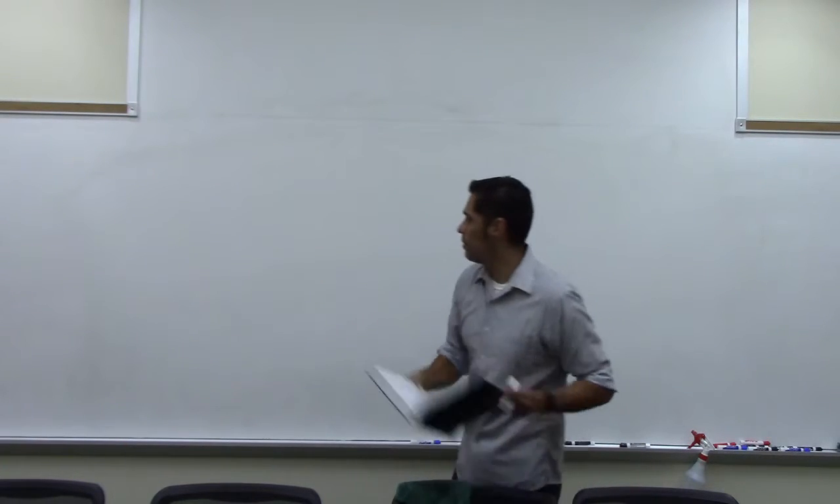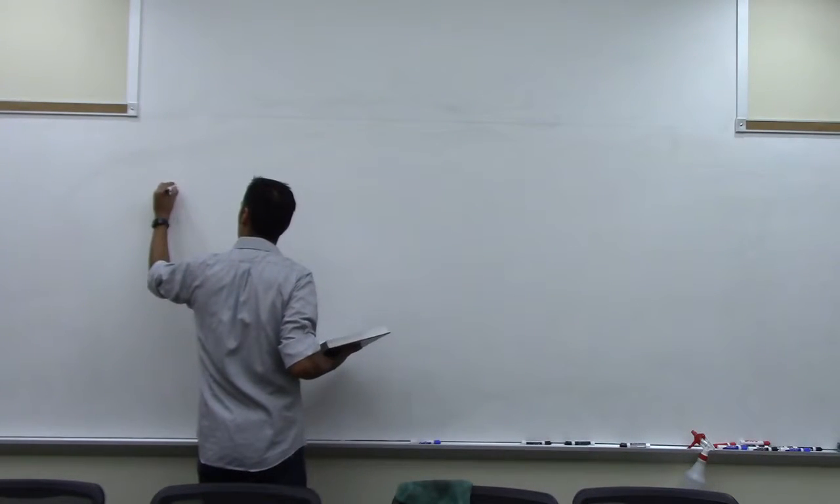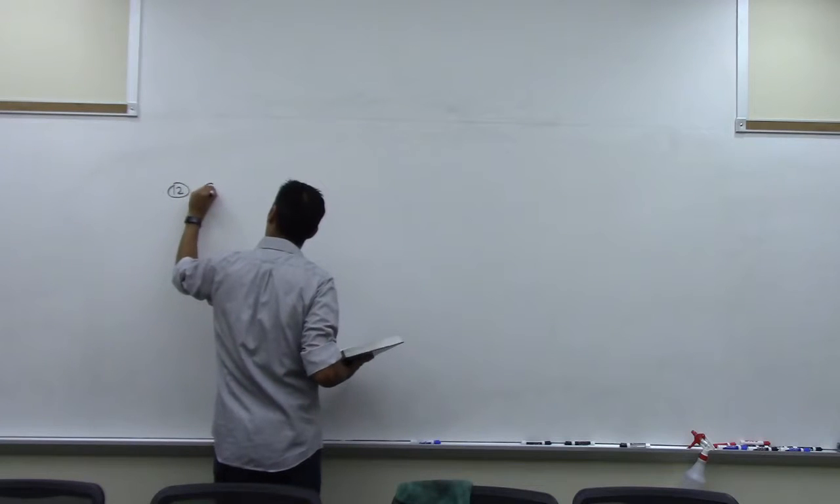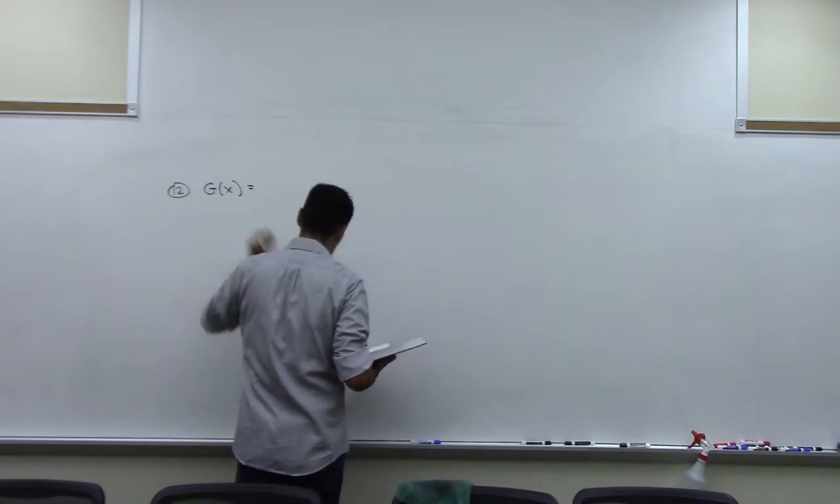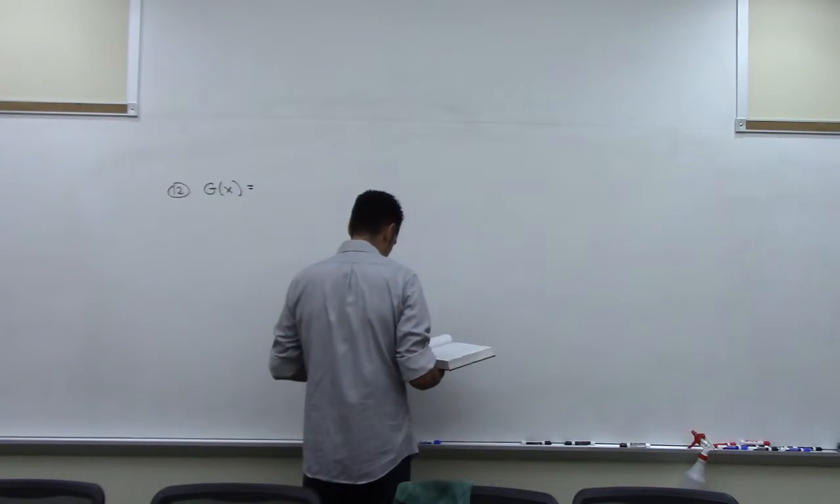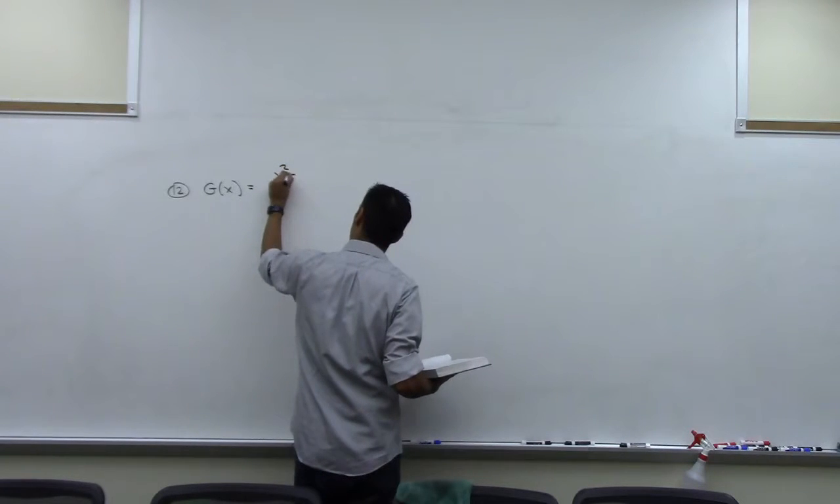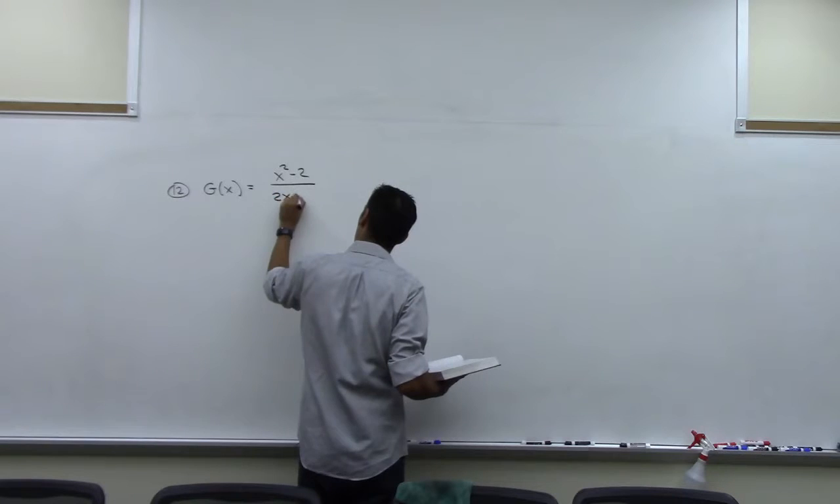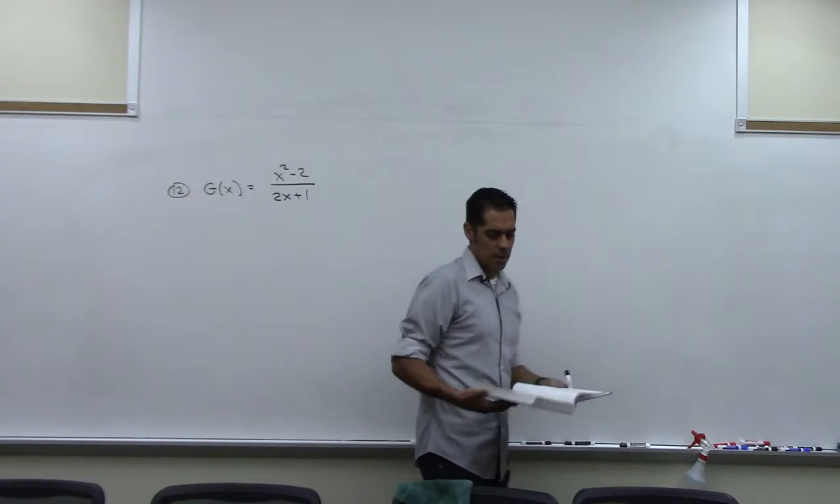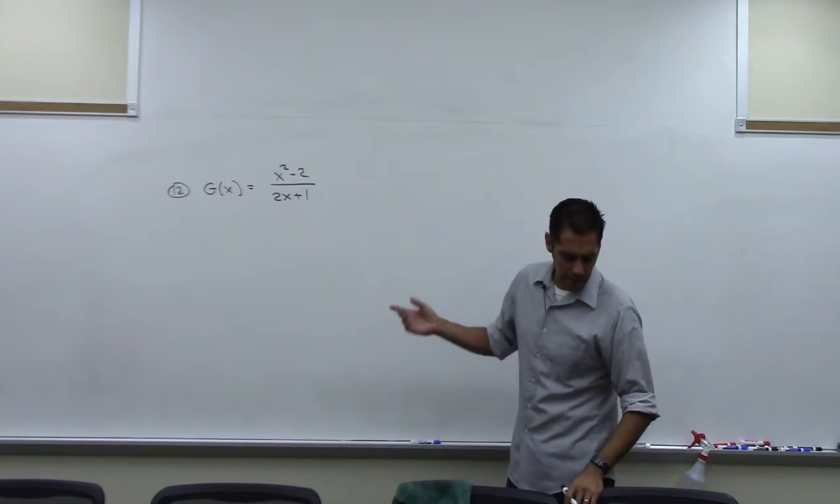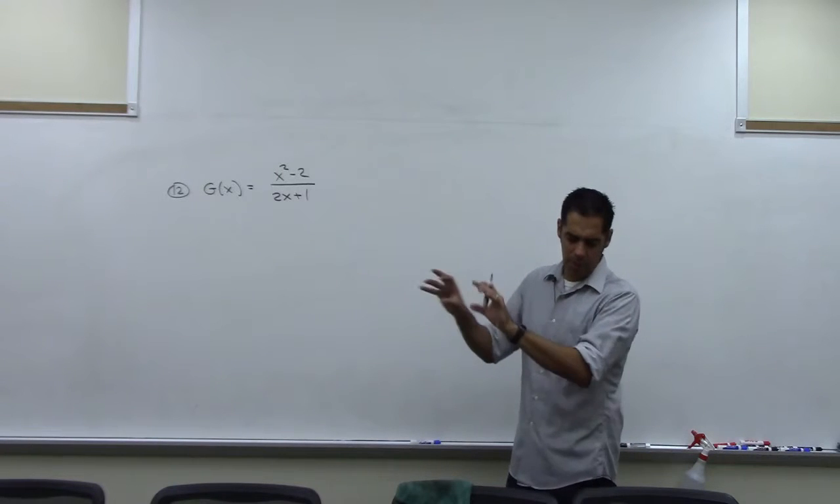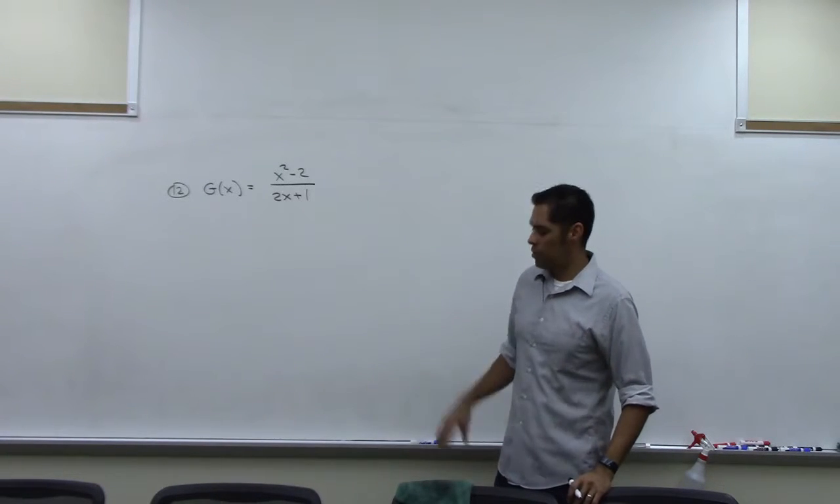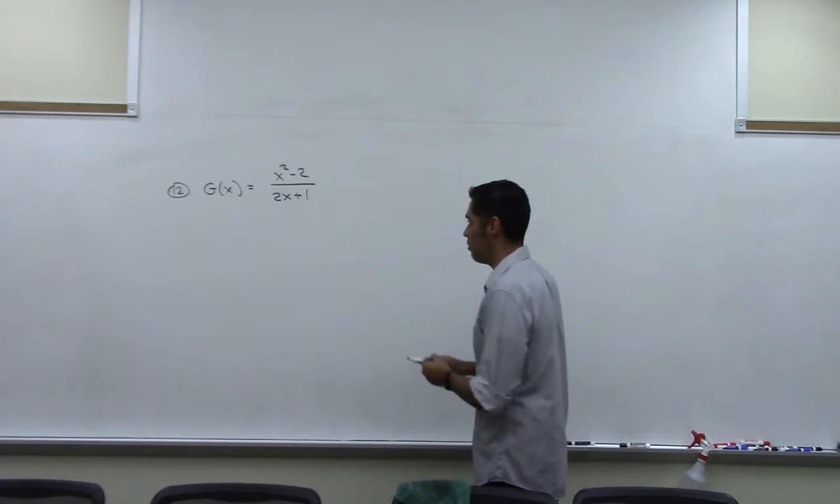Capital G of x equals x squared minus 2 on top over 2x plus 1. All right. Now you cannot split this up like we did in number 2, where you could split it up and skip the quotient rule. You have to use a quotient rule here.